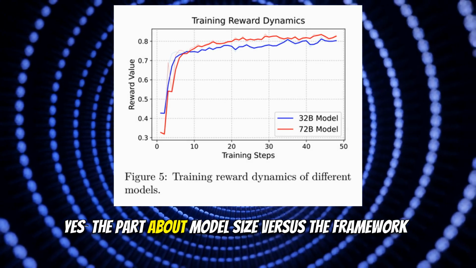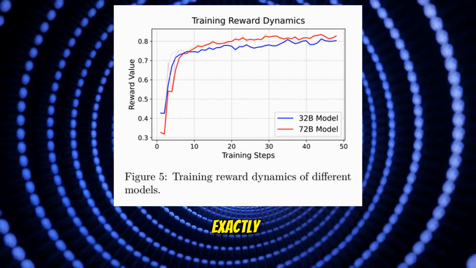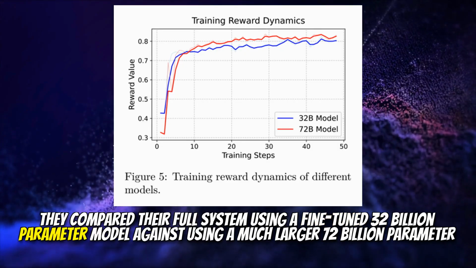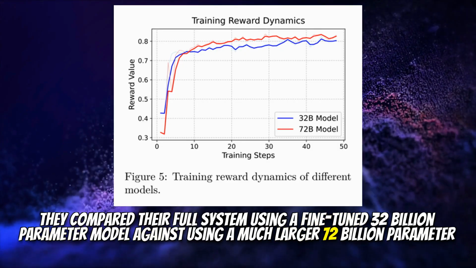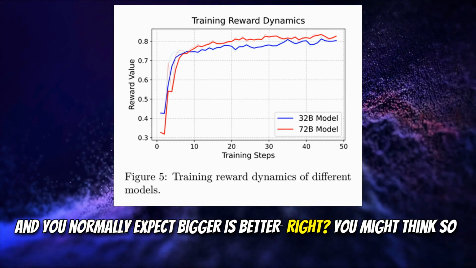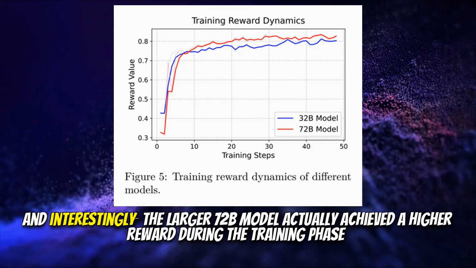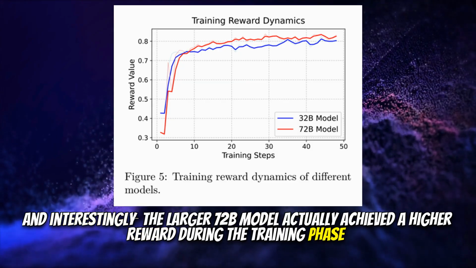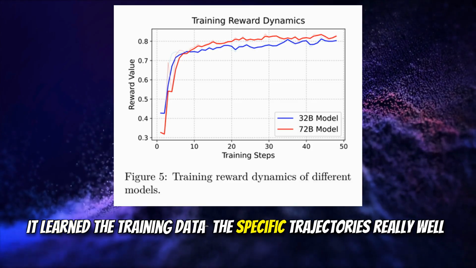Yes, the part about model size versus the framework. Exactly. They compared their full system using a fine-tuned 32 billion parameter model against using a much larger 72 billion parameter model as the core agent. And you normally expect bigger is better, right? You might think so, and interestingly, the larger 72B model actually achieved a higher reward during the training phase. It learned the training data, the specific trajectories really well.